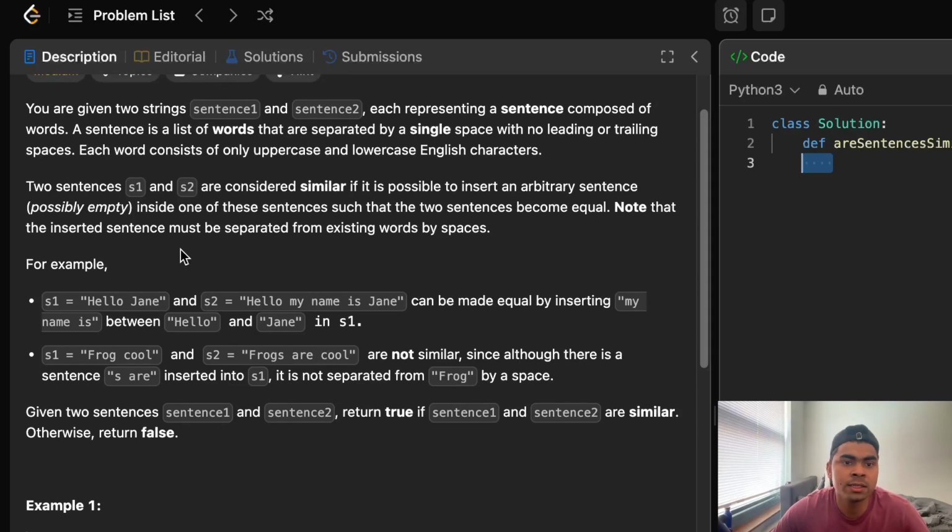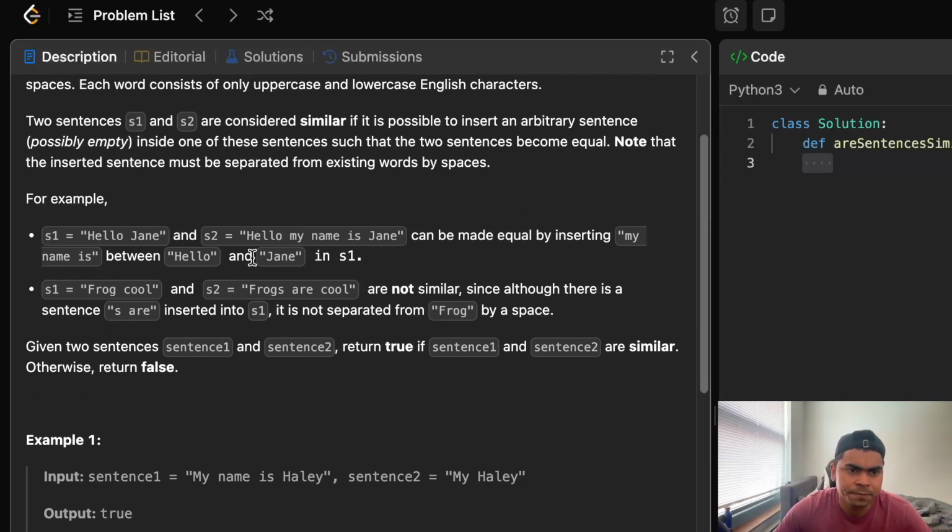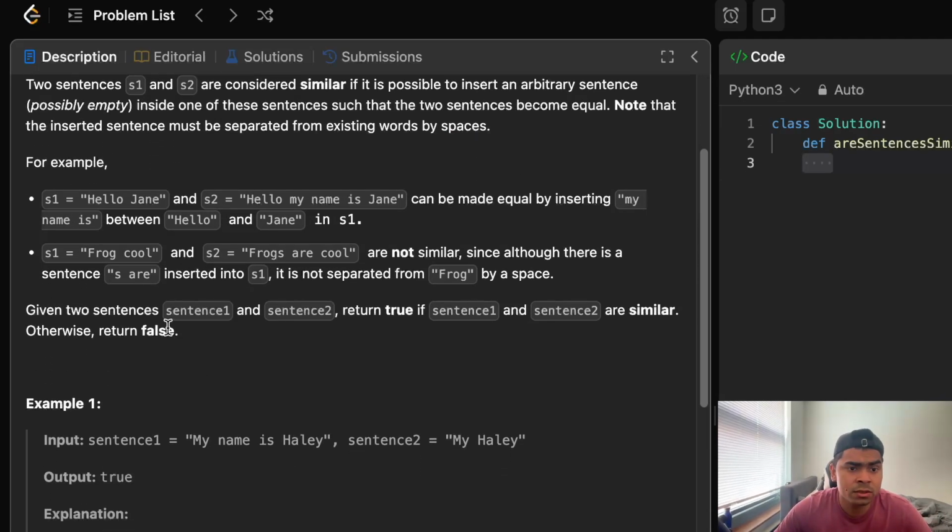S1 and S2 are considered similar if it is possible to insert an arbitrary sentence, possibly empty, inside one of these sentences such that the two sentences become equal. I'll also note that the inserted sentence must be separated from existing words by spaces. For example, they have given us, to make things clear, S1 is "Hello Jane" and sentence 2 is "Hello my name is Jane".